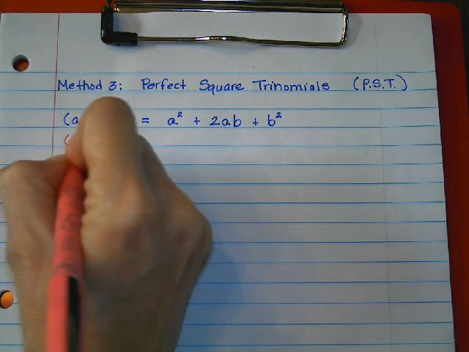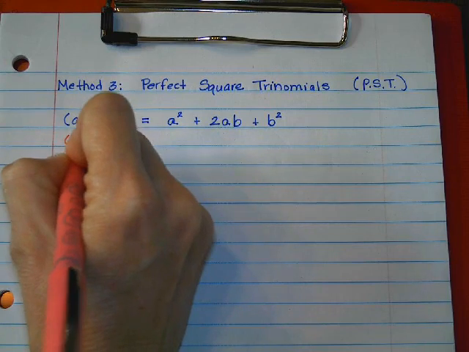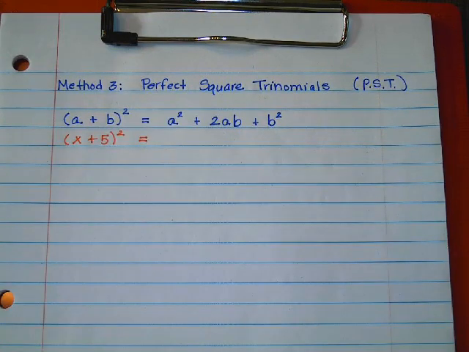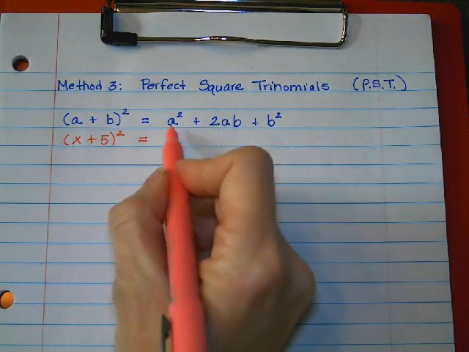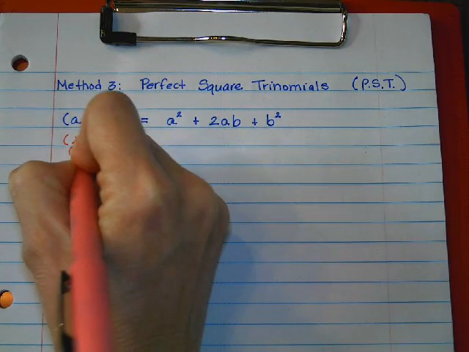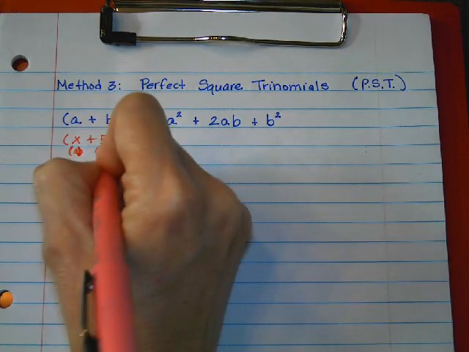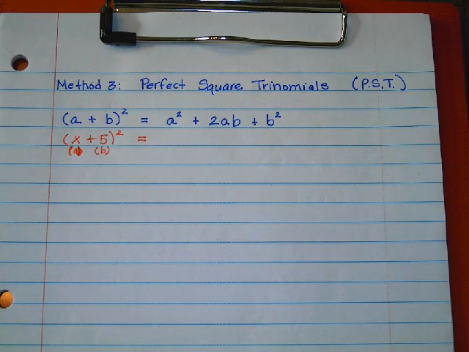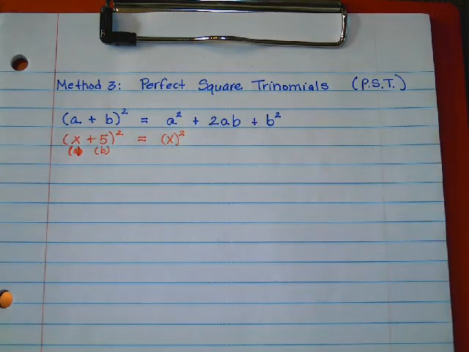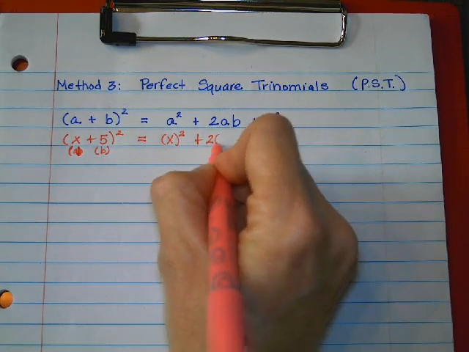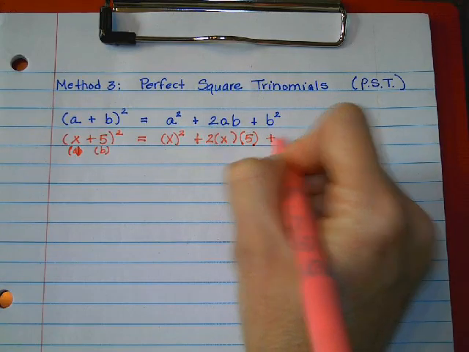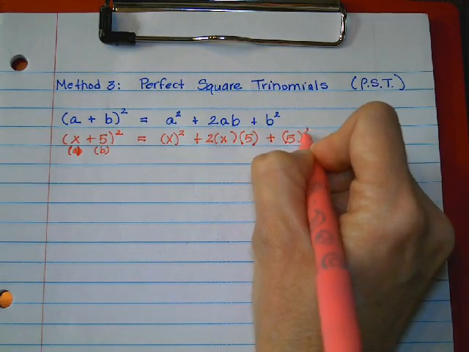So we're going to do x plus 5 squared. Let's try this. We're going to take the first term, the value in our A spot, which happens to be x. The A value, then the B value. So we're going to take this x value and square it, plus 2 times the A value, which is x, times the B value, which is 5, plus we're going to take the B value, which is 5, and square it.